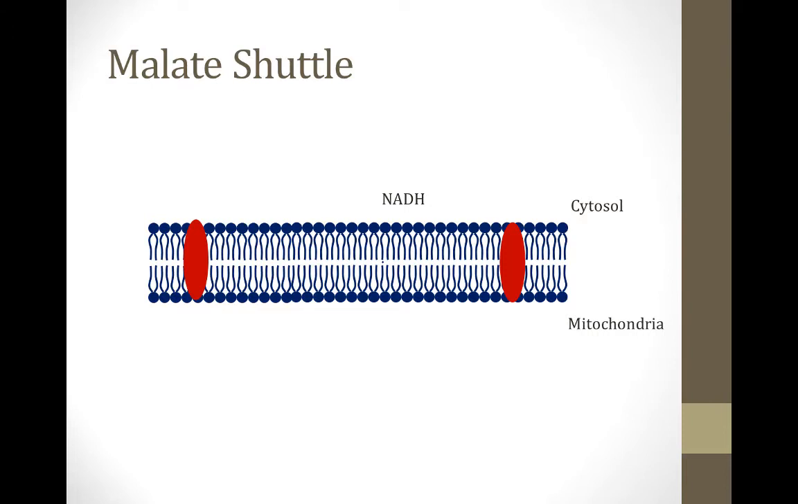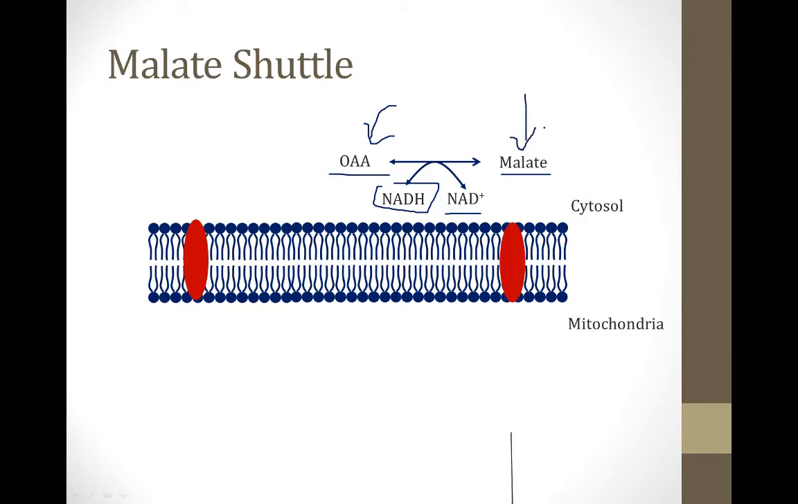The malate shuttle gets its name because the first step is conversion of oxaloacetate into malate. In doing this, NADH is converted to NAD+, and what this essentially means is that NADH transfers its electrons to oxaloacetate, and that creates a molecule of malate. Malate can cross the mitochondrial membrane through a shuttle, and once it gets inside, the malate is converted back to oxaloacetate, and that generates a molecule of NADH.